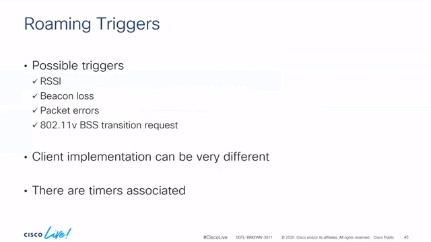So what could trigger a client to want to go? Well, he might be seeing poor RSSI. He might be missing beacons from the AP or seeing packet errors. Perhaps he got an 11v BSS transition request. That does not mean he has to honor it. Client implementations can be so very different, and every implementation of roaming has timers associated with it. Every client can be different.